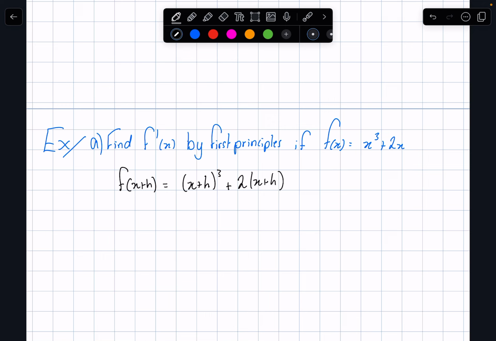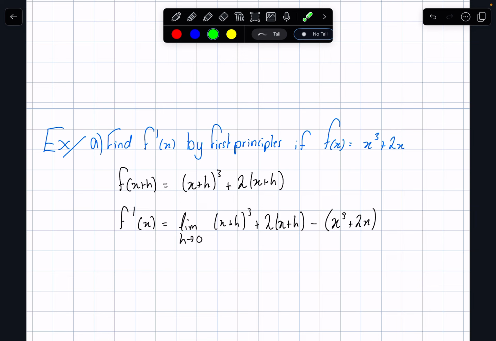So now I want to put it into my first principles formula. So f dash of x, my derivative function, is the limit as h tends to 0 of x plus h cubed plus 2 times x plus h. Then I have to subtract my original function, so minus, in brackets, x cubed plus 2x. Now those brackets are super important because it's important that that 2x also is negated. And that there is all over h.